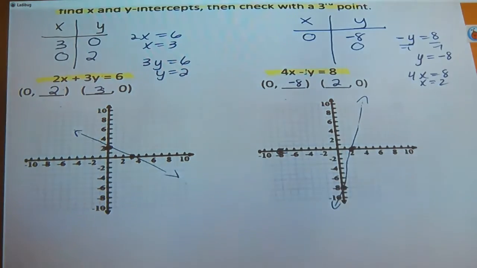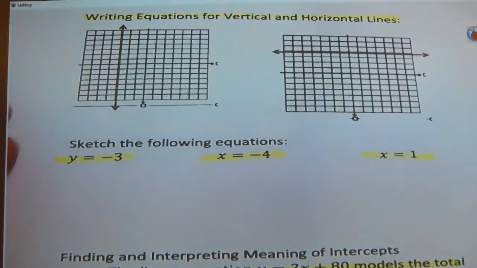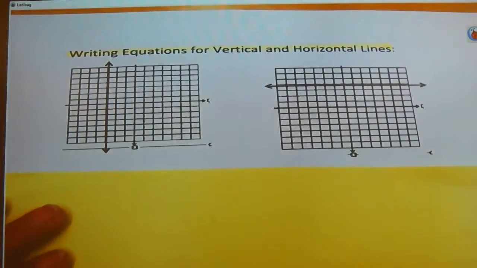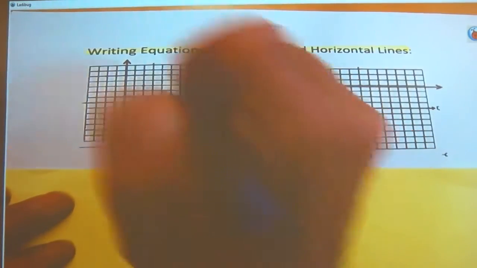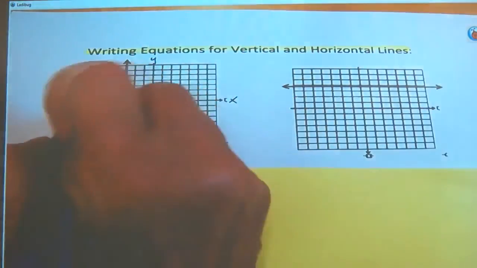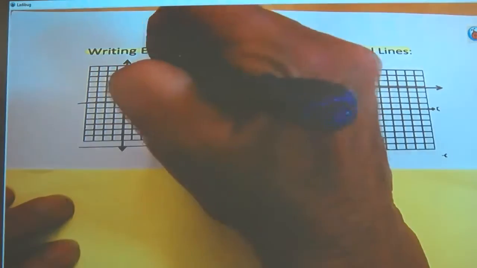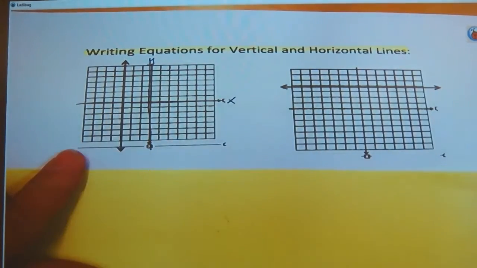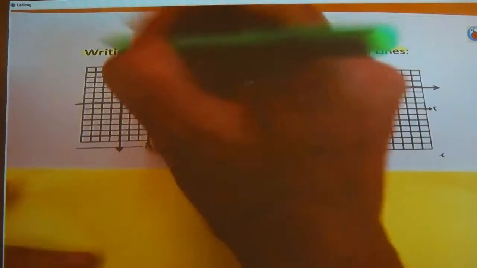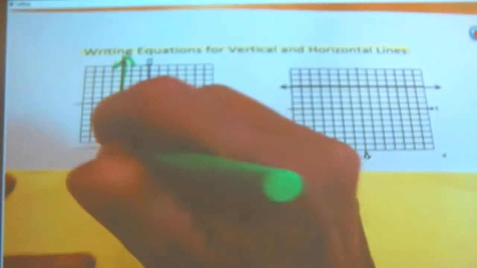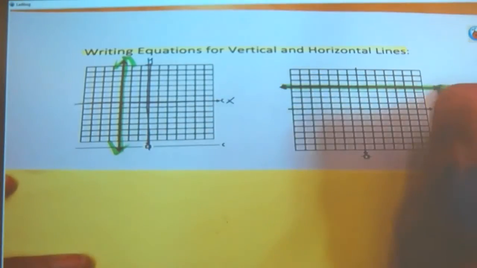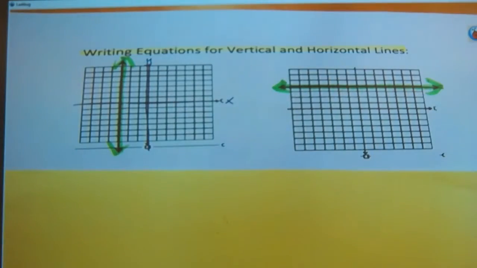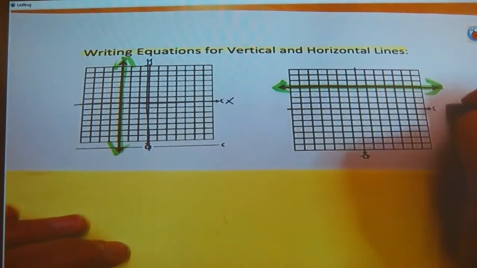Okay? And let's see, I'm going to go back a little bit to vertical and horizontal lines, just to remind you of those. Okay, so this is an easy one, here's my x-axis, here's my y-axis. All right, and this is my line right here. And it's vertical. Okay, and that one will be horizontal. So I'm looking at my x-axis and my y-axis.